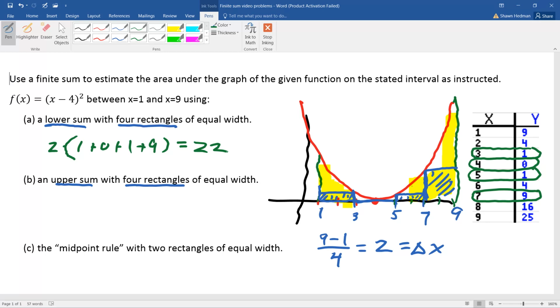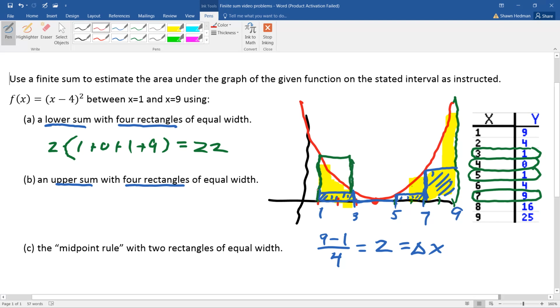So let's now do the upper sum, part B. Same idea, but instead of using the smallest value on each interval, we're going to use the largest, and so we're going to get an overestimate this time around. And so what this is going to look like, the first interval from 1 to 3, there the high point occurs on the left side at 1. So f of 1 will give us the height of this rectangle.